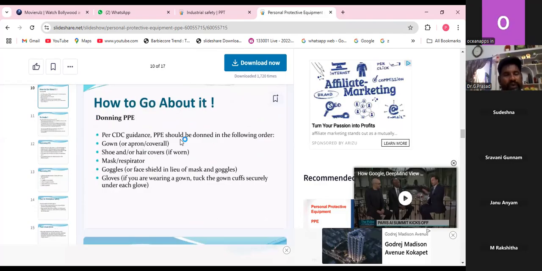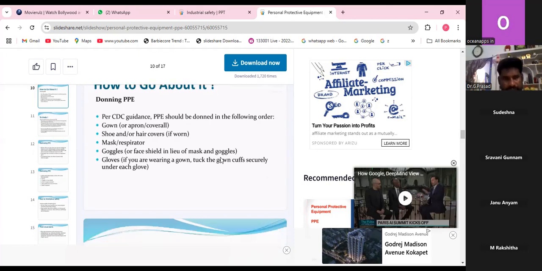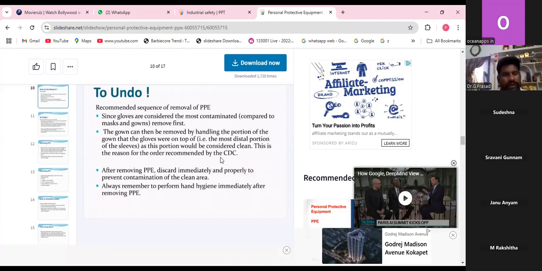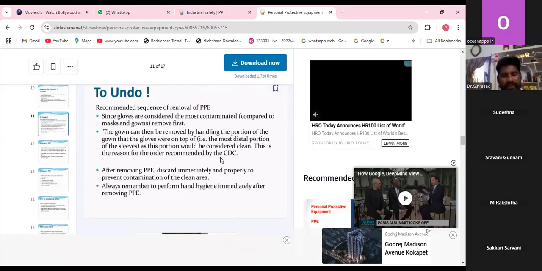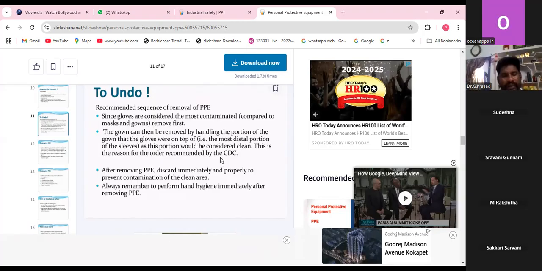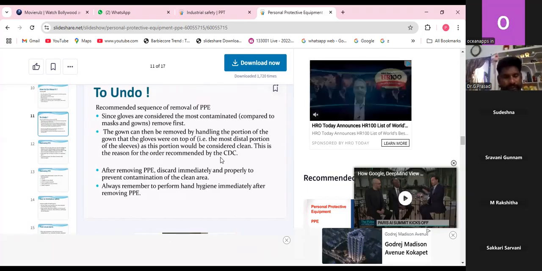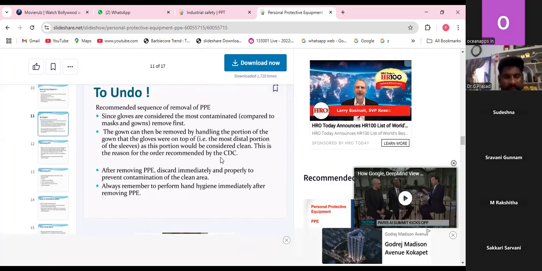Yeah. So how to go about it? Donning PPE. Per CDC guidelines, PPE should be donned in the following order: apron, shoes, mask, goggles, gloves. Okay. The recommended sequence for removal of PPE: since gloves are considered contaminated, remove them first. The gown can be removed by handling the portion of the gown that is on the top. After removing PPE, discard it immediately and properly to prevent contamination of the clean area.